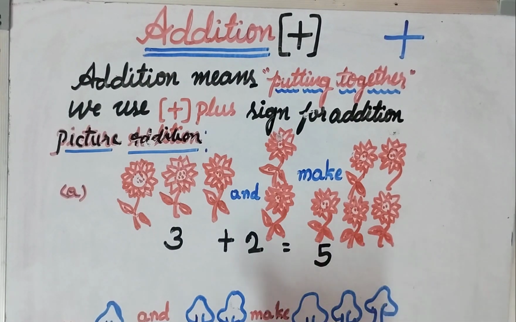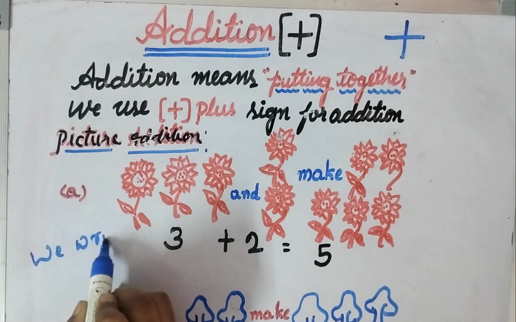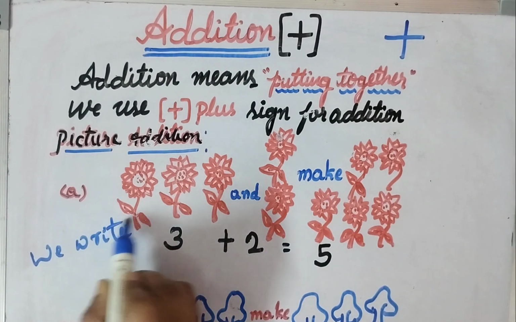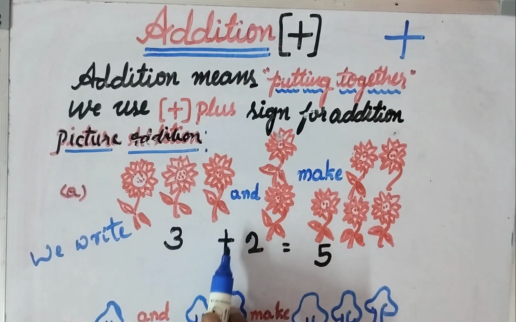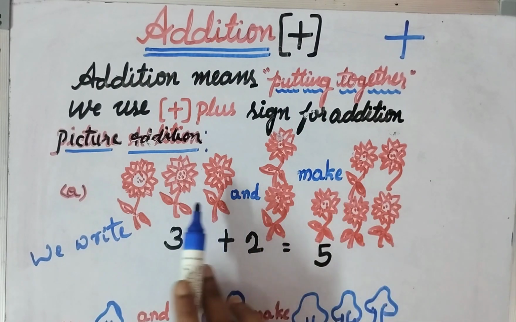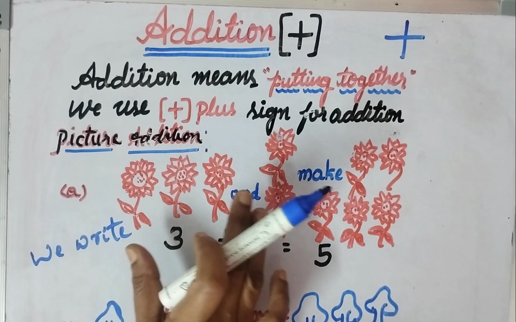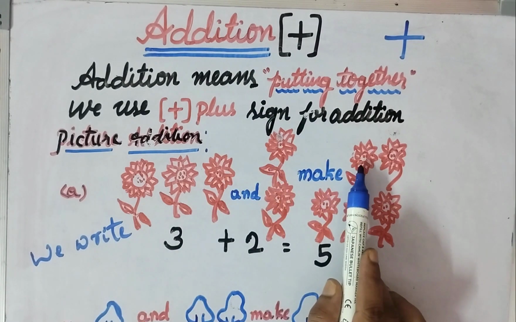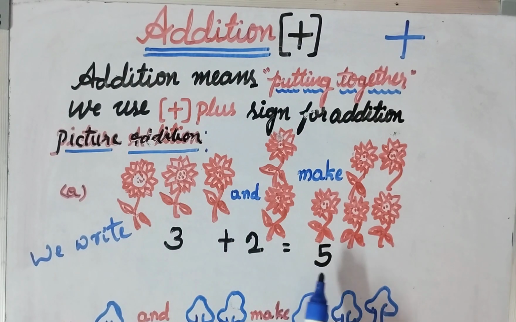So how do we write? We write 3 plus 2, that is equal to 5. Putting together, we add these flowers together. So we get 1, 2, 3, 4, 5. So 3 plus 2 is equal to 5.